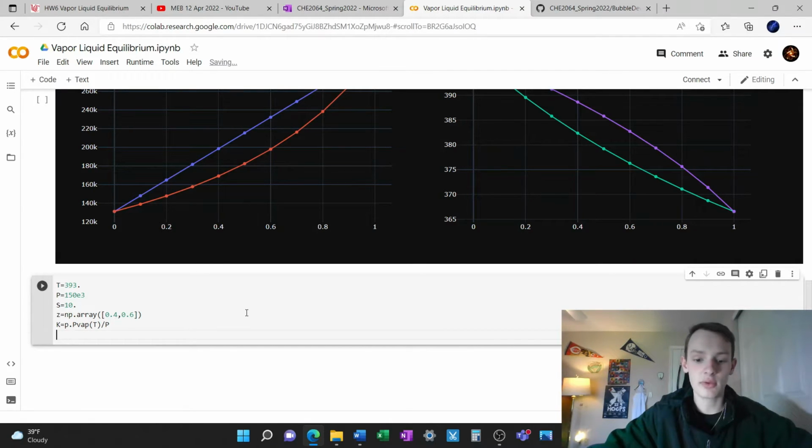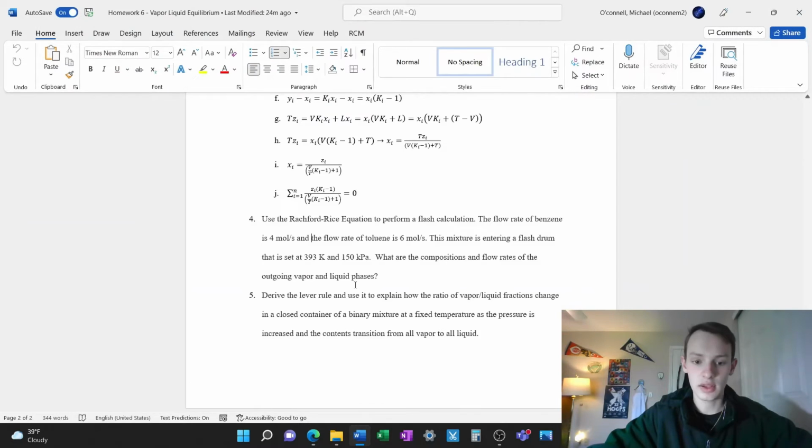Now, if we remember our expression here, this is a sum that is set equal to 0, and we only have one unknown value. So we can use the root solver to make this very easy so that we can find this value, V. And what is V? Well, V is going to be the flow rate that is exiting in the vapor phase, and that would be exiting from our flash drum.